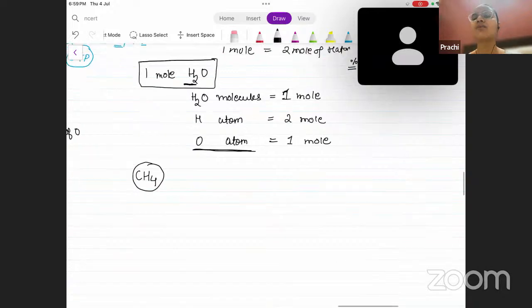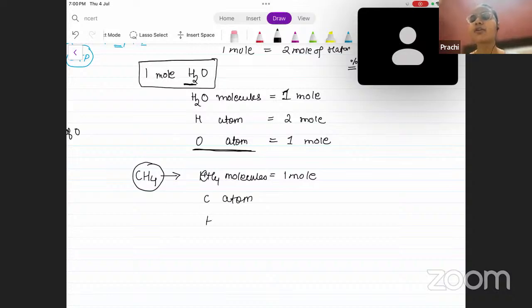Similarly, you will have to do it for 1 mole of methane. In 1 mole of methane, what is the mole of CH4 molecules? It will be 1 mole. What is the number of moles of carbon atom? And what is the number of moles of H atom? Quickly answer for C atom. Carbon will be 1 mole. And what about hydrogen? Yes, Ashrita, hydrogen will be 4 moles.